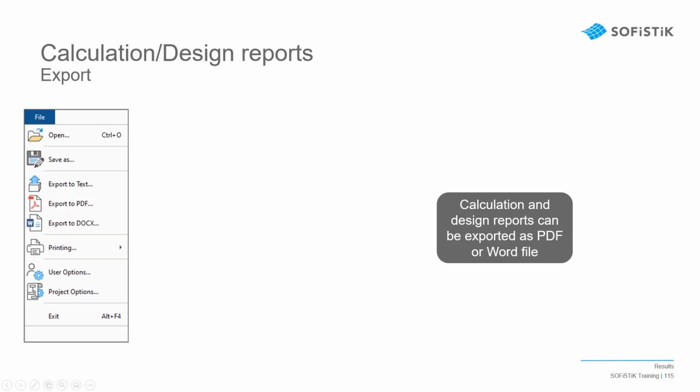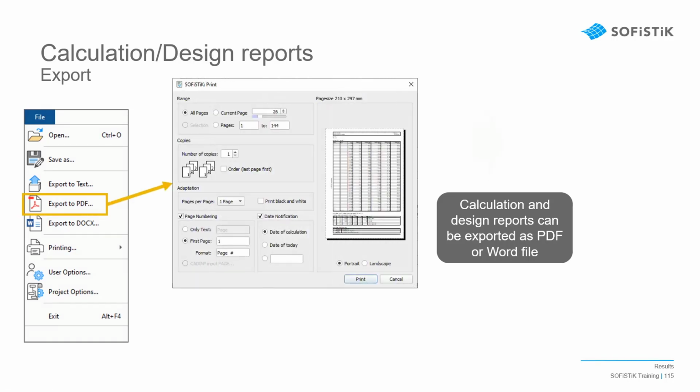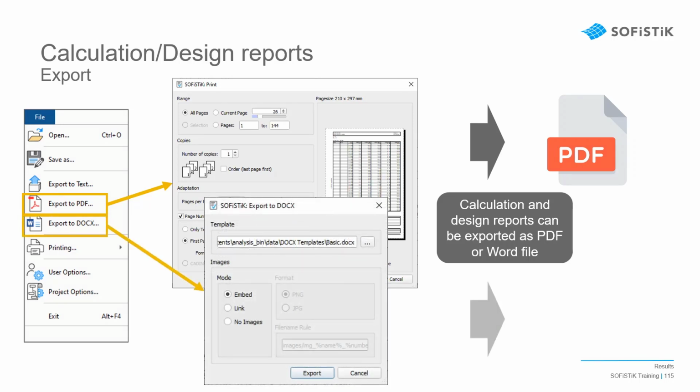Most of the time, you will want to share this report or use it for further documentation outside of SOFiSTiK or Revit. For such purposes, several export options are available. The document can be converted to a PDF file for sharing with persons who do not have the SOFiSTiK tools. But a more interesting function is the export to the Word format docx, which allows you to further format the document according to your needs.